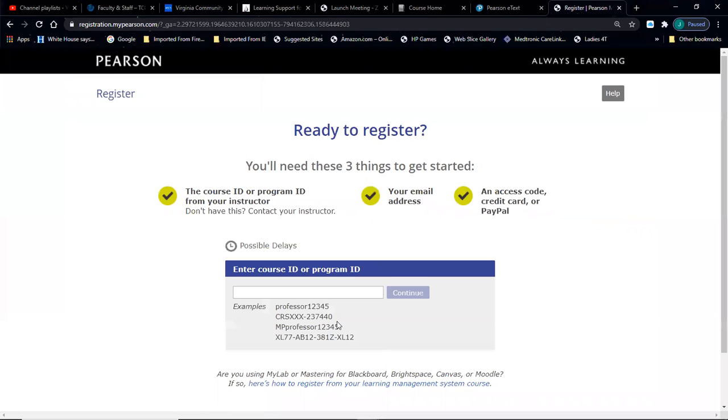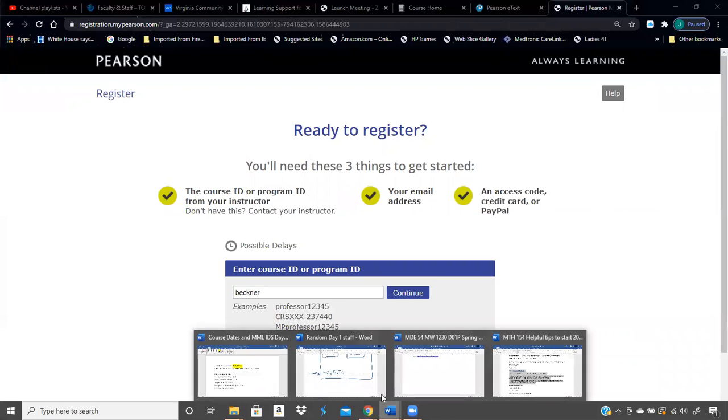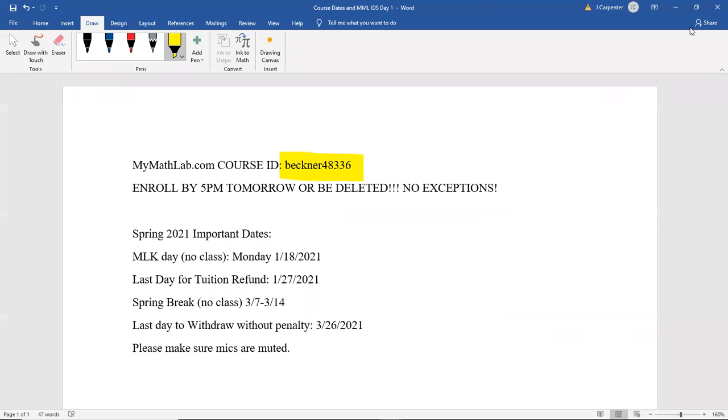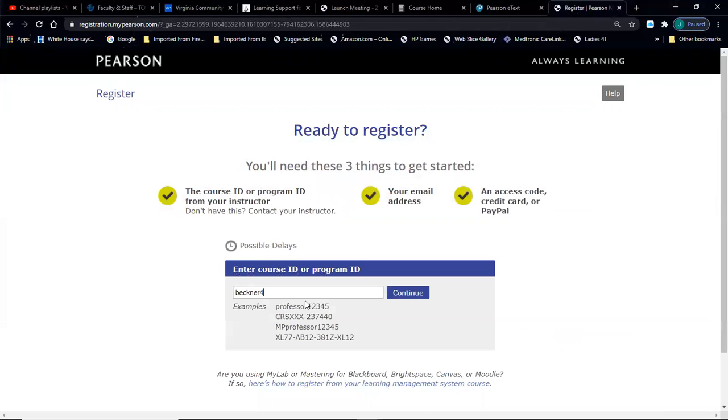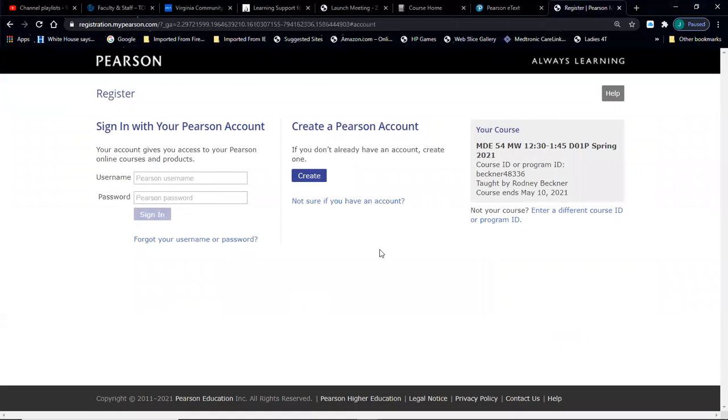You click OK, register now. You type in your code here, which will be Beckner, and then some 5-digit number, which was 48336 for this course in the spring of 2021. And it'll show our course on the right, taught by me. And then if you already have an account, if you created it for 154, you can just sign in and everything's going to be peachy.